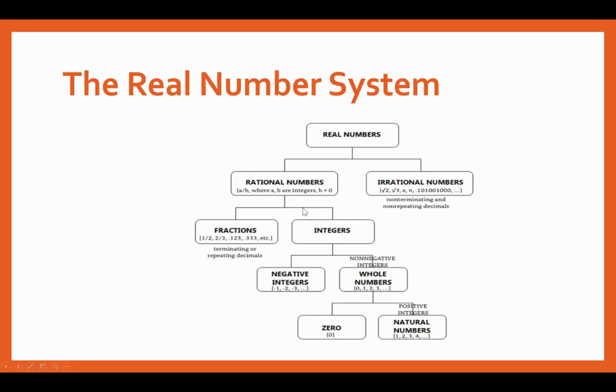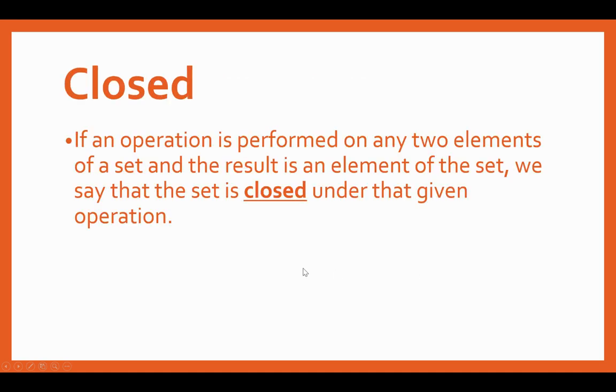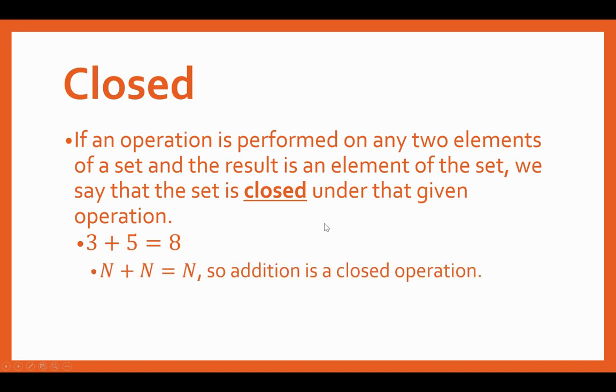Anyway, when we talk about these different numbers and their groupings, like the natural number grouping, the whole number grouping, within their elements we can talk about them being closed. Closed means that if an operation is performed on these, the set is closed if the outcome is in the same set. So for example, 3 plus 5 equals 8. Well, that's a natural number plus a natural number, and it's giving us another natural number. So this is a closed operation.